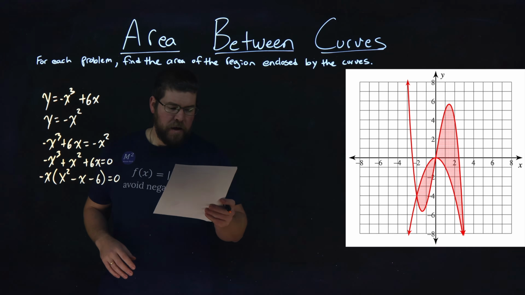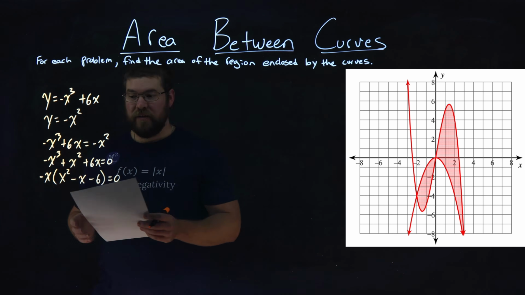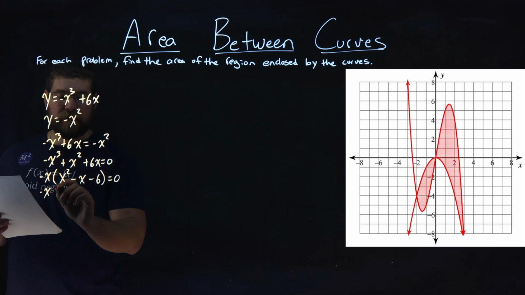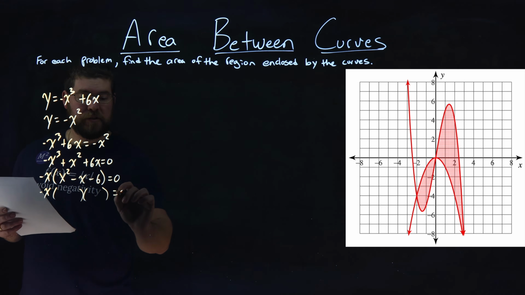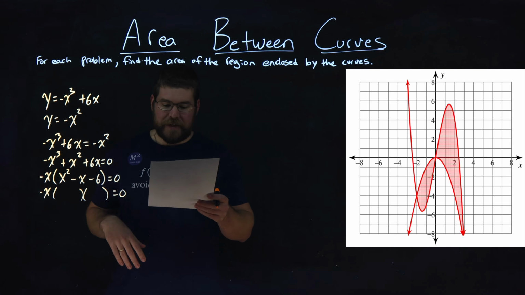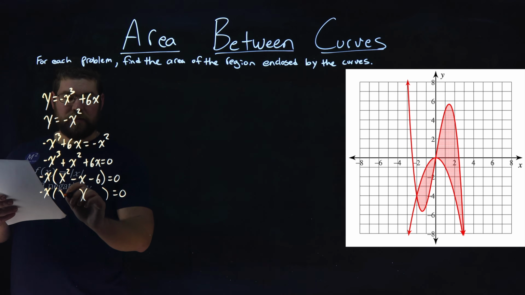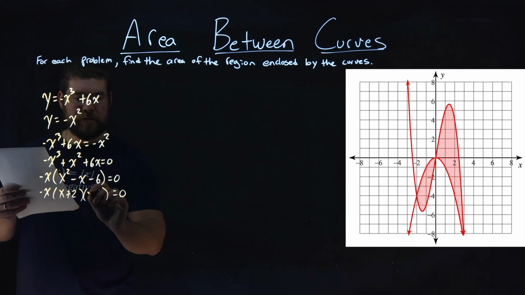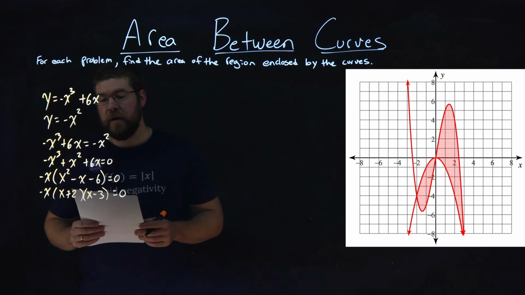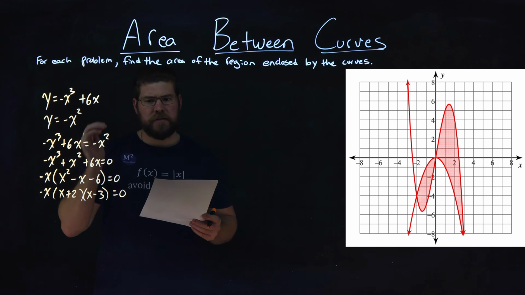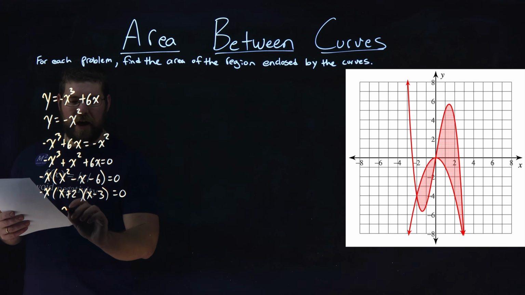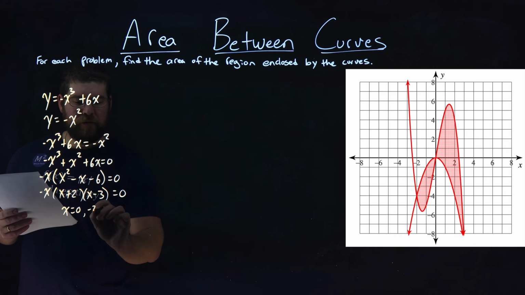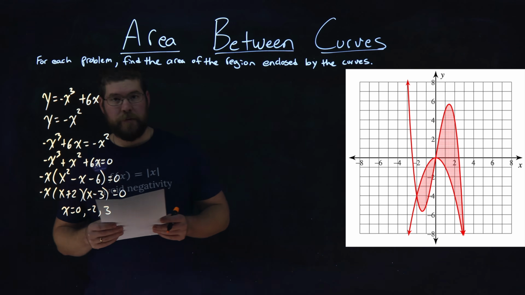Now we're going to see if we can factor this a little bit as well. We have negative x times this inside part, which factors: x squared minus x minus 6 becomes x plus 2 and x minus 3. And now we can set each part equal to 0 individually and solve for x. Hopefully you can see that. x equals 0, negative 2, and a positive 3.